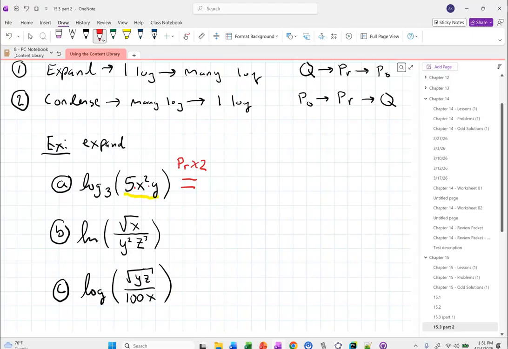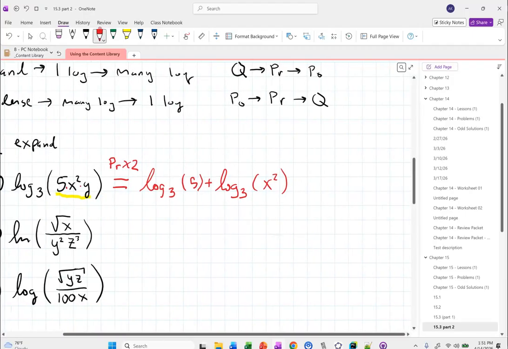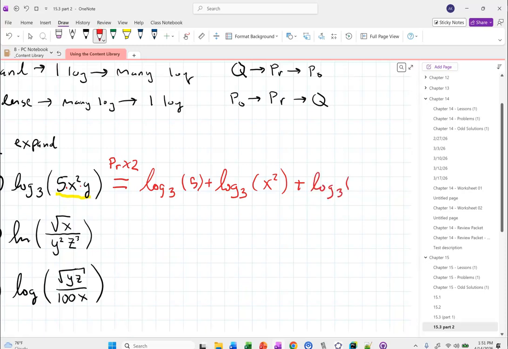That's all that's doing. And as Kendall had said, basically everywhere there is a multiplication symbol, we're going to have an addition. And our logarithm is going to wrap around each of those things. So we'll have log base 3 of 5, log base 3 of x squared, and then plus log base 3 of y.